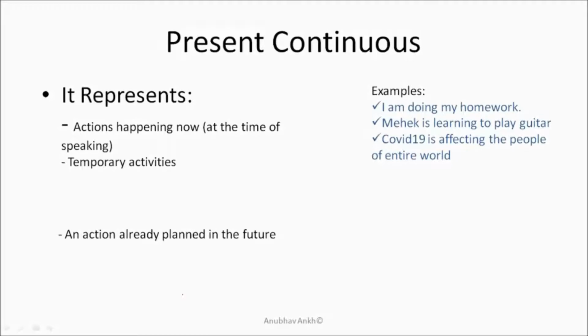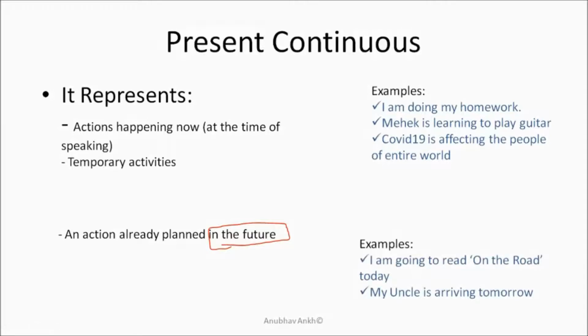It may also represent an action already planned in the future. See, it is present continuous tense and we are referring to the future in it. Please note it down. Please always keep in mind that present continuous can also represent a few actions that are already planned in the future, like I am going to attend the meeting tomorrow. Let's see more examples. I am going to read On the Road today.